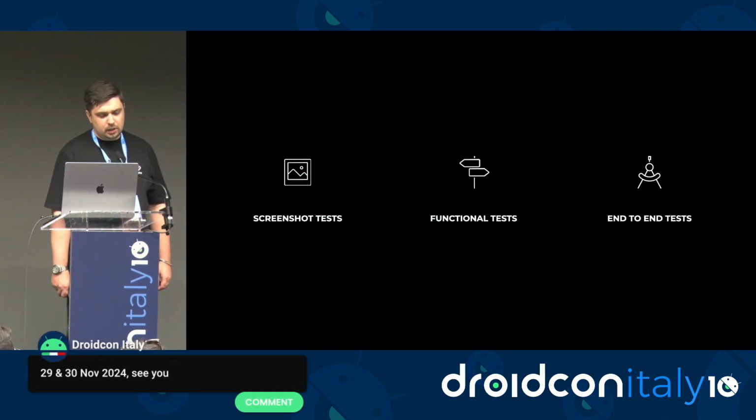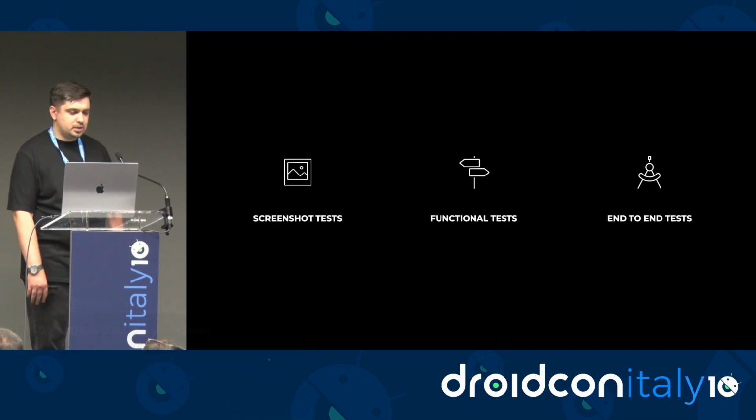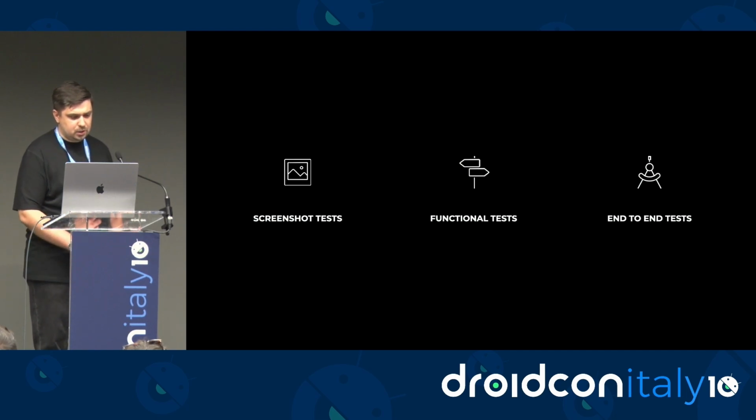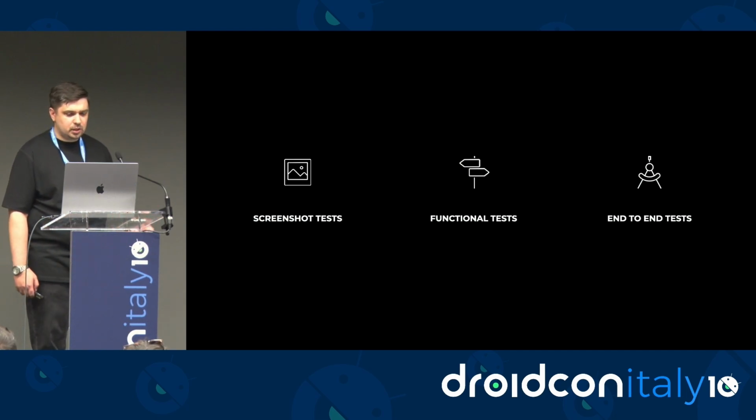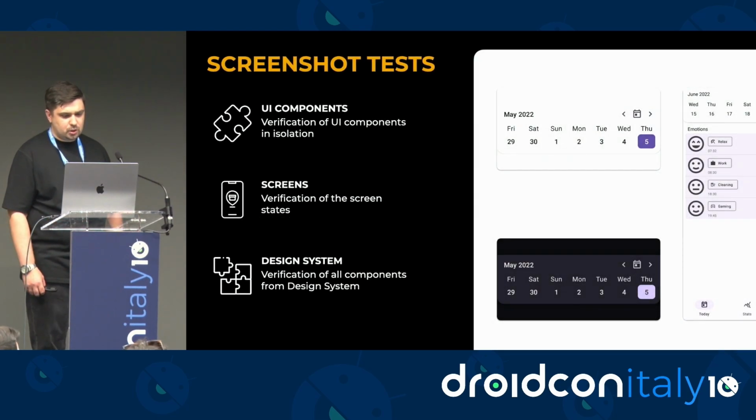And right now, let's take a look at different approaches which we can use and different test types which help us to test user interface on our mobile applications. It's screenshot testing, functional testing, and end-to-end testing. Let's start with the screenshot one.